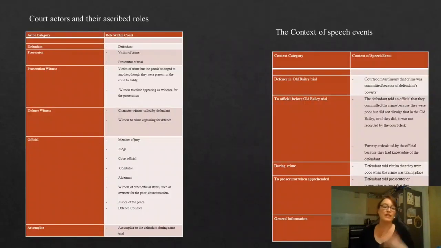And as I said previously, I'm interested in who's saying what and the context in which they're saying it. So in this table, it shows that by qualitatively reading the trials, inputting that data into a spreadsheet, I'm able to categorize who says what to who. What does the prosecution witness do? What does the defence witness do? In what context do they say it? Is it as defence? Is it said during the crime? Is it said when they're apprehended? Or is it just given as general information about their lives?